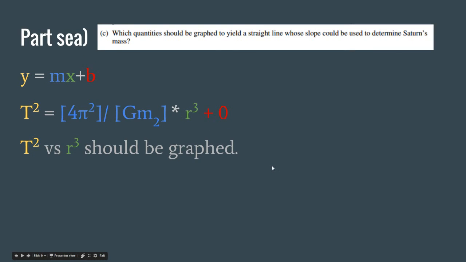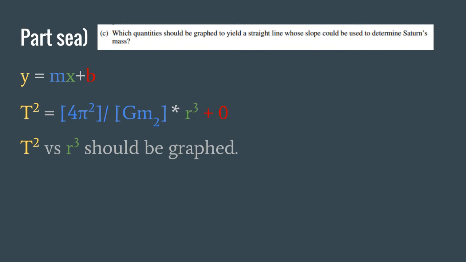Alright, part C says which quantities should be graphed to yield a straight line whose slope could be used to determine Saturn's mass. Now, going back to our proportionality review, we know that the equation for a straight line is y equals mx plus b. And we know that the equation we came up with for the period of the moon is t squared equals 4 pi squared over g m2 times r cubed. And the reason I added the plus 0 onto there is just to show you how this equation mirrors y equals mx plus b.